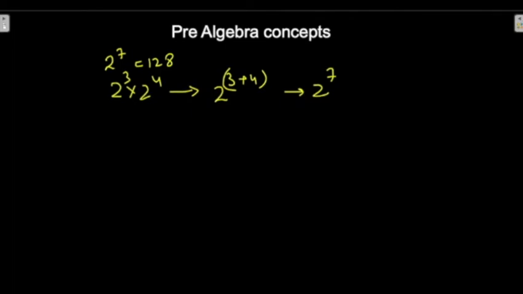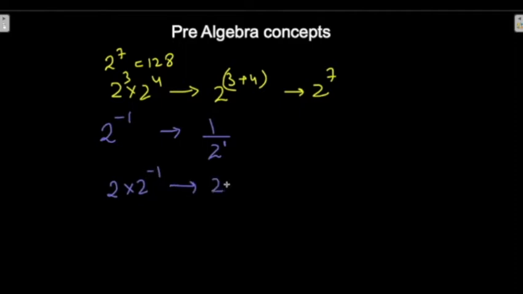Now let's say we have a number, say 2 raised to power minus 1. Now what does it mean? I'll tell you. When the powers are in negative, then they go into the denominator. So let's take an example. Example is 2 into 2 raised to power minus 1.